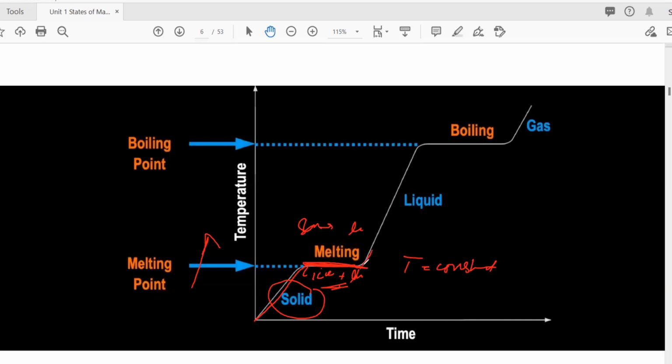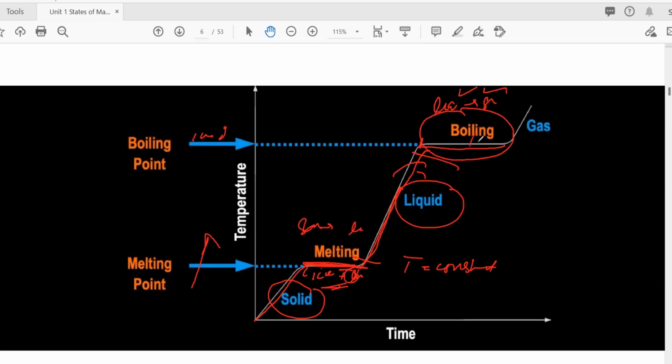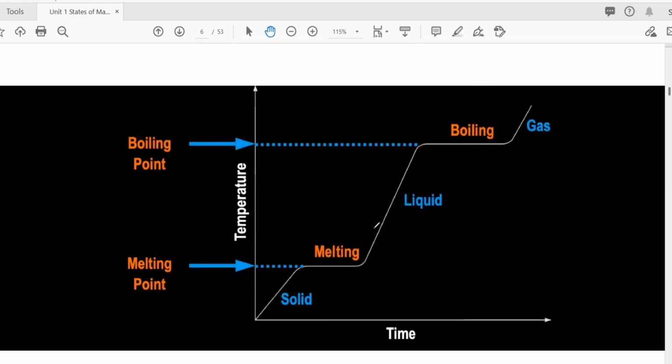But when the line again starts to increase, it means now all the ice has become liquid and the temperature is increasing again. And here, in which state of matter is it? Liquid. Again, when the boiling point of any substance comes, it becomes straight again. And why? Because liquid is converting into gas. In this area, you will find both states, liquid and gas together. But after that, if the temperature starts to increase again, it means now it is all gas. So this is how a heating curve acts.